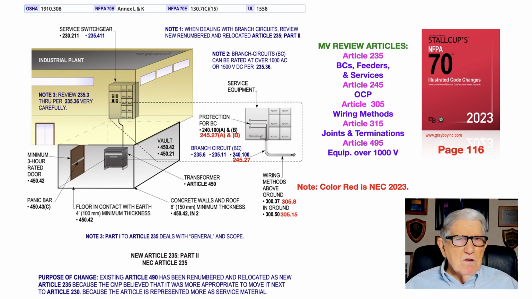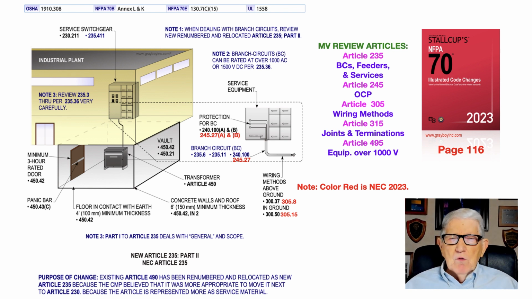Then we have a new Article 315 that deals with joints and terminations, using different sections of articles in the 2020 edition to create this new Article 315 for joints and terminations. We also have a new Article 495, which is the existing Article 490.